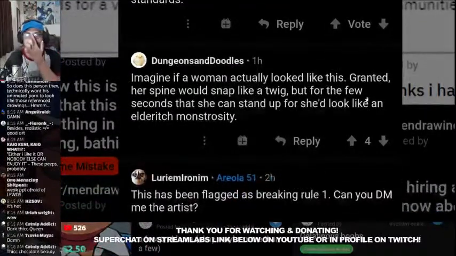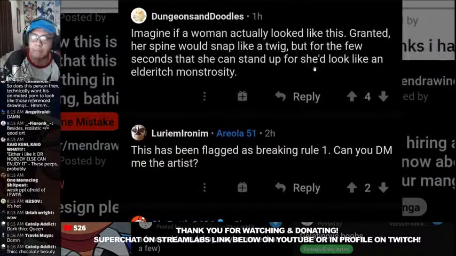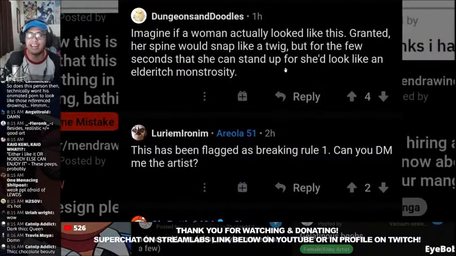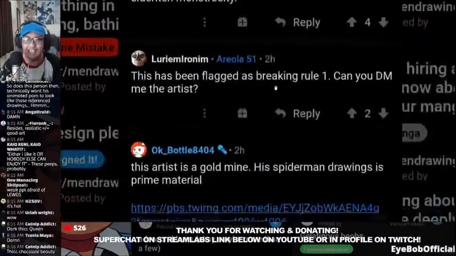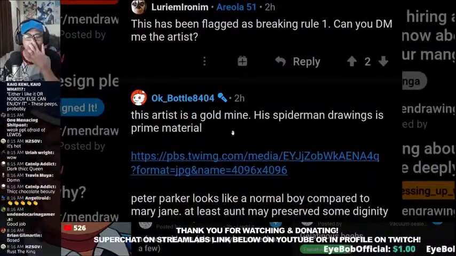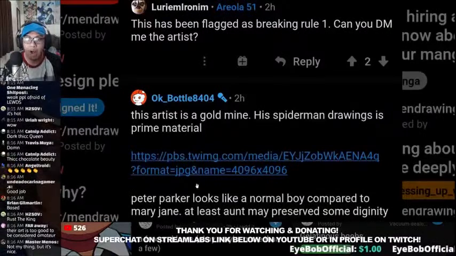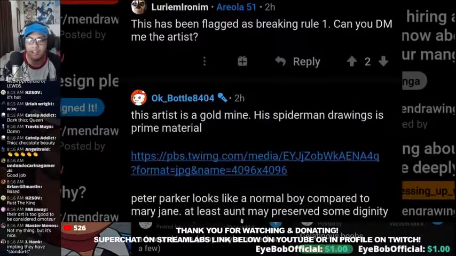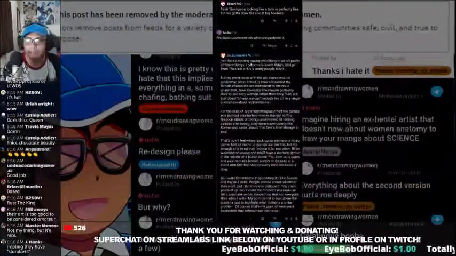Imagine if a woman actually looked like this. Granted, her spine would snap like a twig, but for the few seconds she could stand up for, she looked like an eldritch monstrosity. This has been flagged as breaking rule 1. Can you DM the artist? The artist is a goldmine. His Spider-Man drawings are prime material. Peter Parker looks like a normal boy compared to Mary Jane. At least Aunt May preserves some dignity.